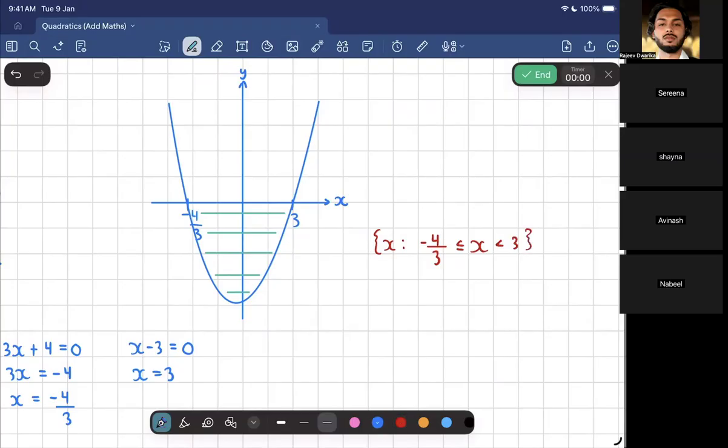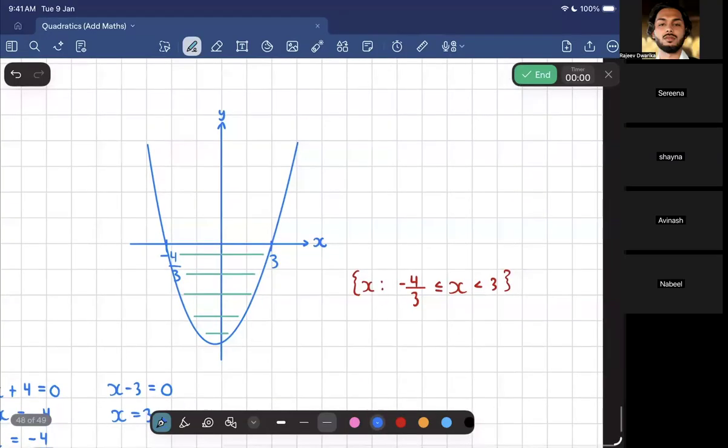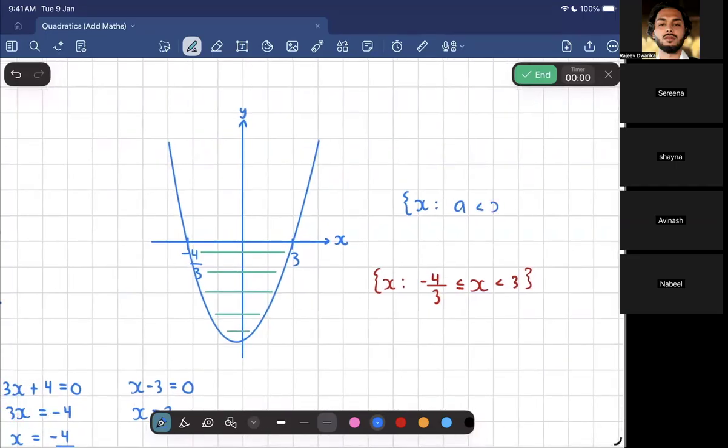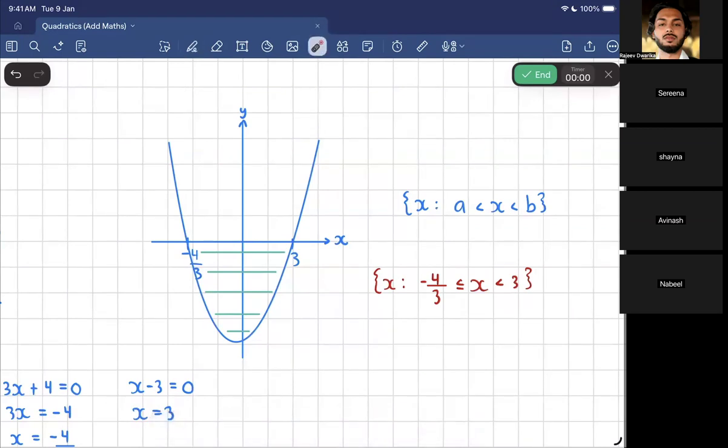So, guys, anytime your answer is in between two values, generally you follow this format. A is less than x is less than b, right? Where a is the smaller value and b is the bigger value. So, Nabil, here I was saying, once your answer is in between two values, you use this notation.